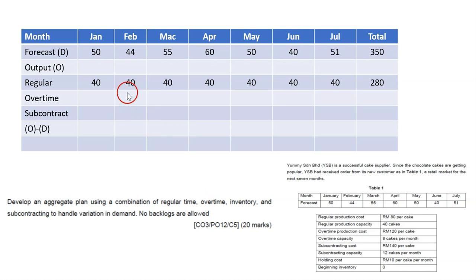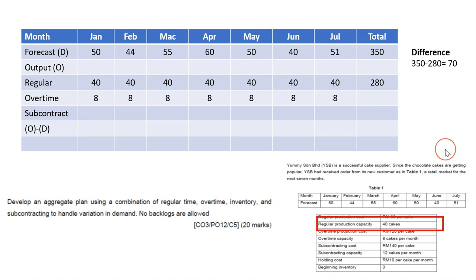So let's start with the regular output. What is the regular output? We can find it in this table, in which it is 40 per month. So we fill up 40 for each month, then total up. Next, for the overtime, before that, let's look at the difference. The demand is 350, and the regular is 280, so we need 70 more. Maybe we need to do it in overtime and also subcon. And we fill up the overtime first.